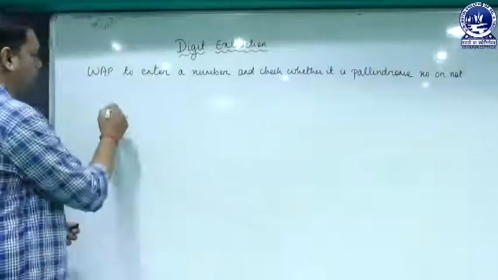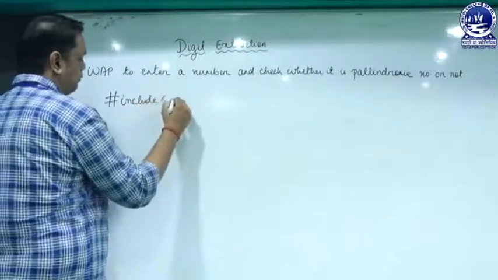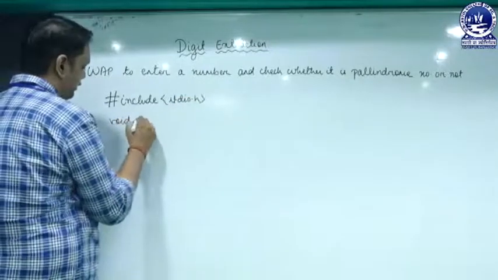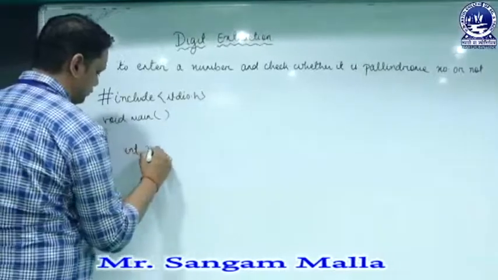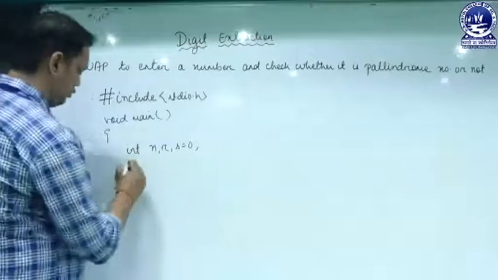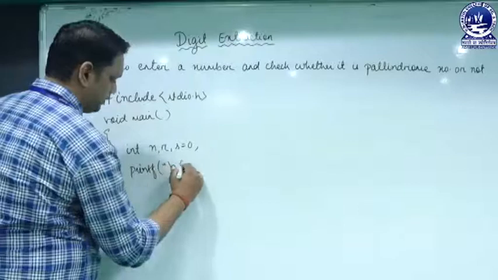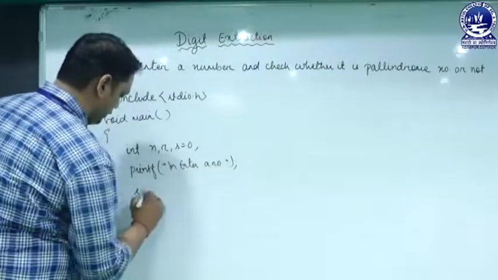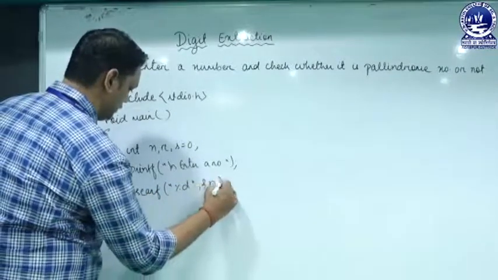So moving on to the program, we will start with #include stdio.h, void main. So we will be entering a number, let's say printf "enter a number", then to enter a number from the user we use the scanf function, that is %d, &n.